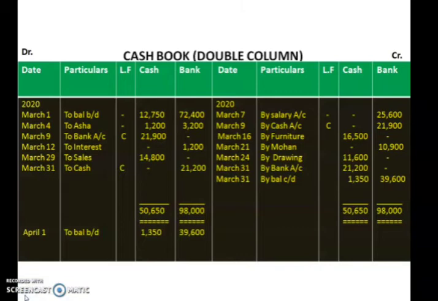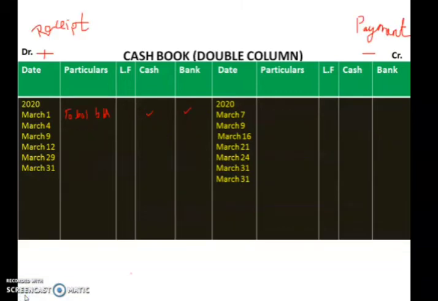So here the journal proper is over, but what about recording of this transaction in the cash book? Here the date is March 4th. Here you will write to Asha. Okay, to Asha.